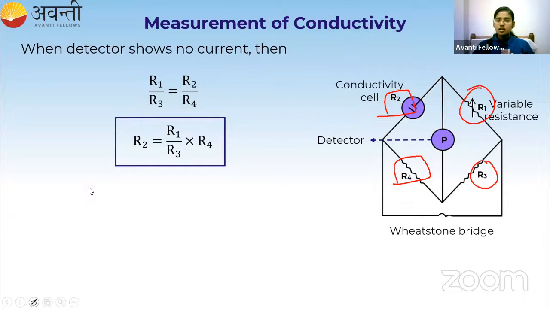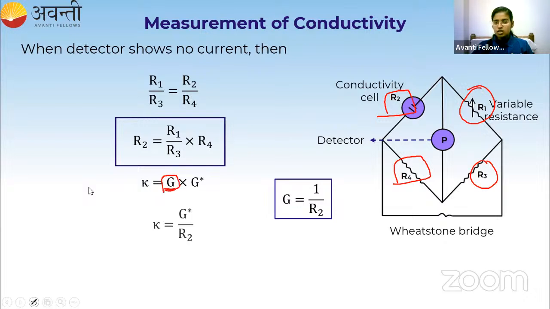Also we have studied that conductivity kappa is equal to G into G star. Instead of writing G, the conductance, we can write its reciprocal, the resistance, so G is equal to 1 by R. For R2 it is 1 by R2. So in place of G you can substitute 1 by R2 and get this relation. The two relations are: R2 is equal to R1 by R3 into R4, and kappa is equal to cell constant divided by the resistance of the conductivity cell. All right, clear for all of you?